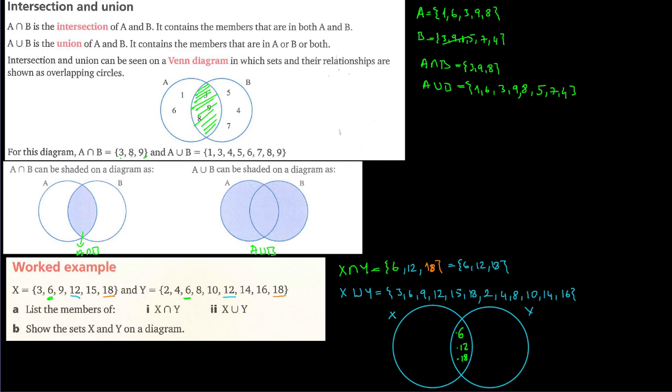6, 12, and 18 I have written. What are the rest of X? 3, 9, and 15. Another part here, 2, and which is not underlined, 4, 8, 10, 12 is underlined, which means double, 14, 16, and 18 is here. So this is the Venn diagram of X and Y.